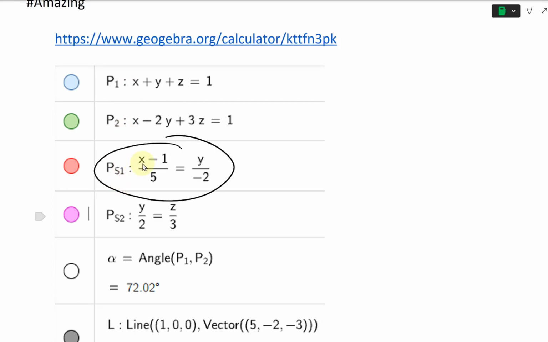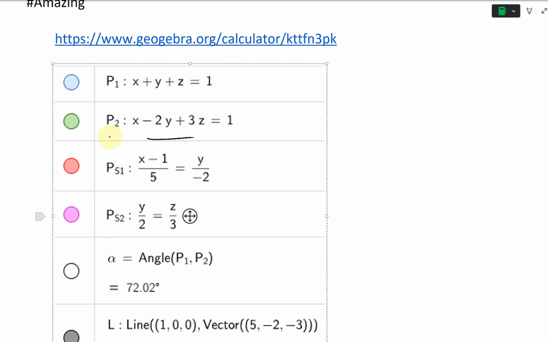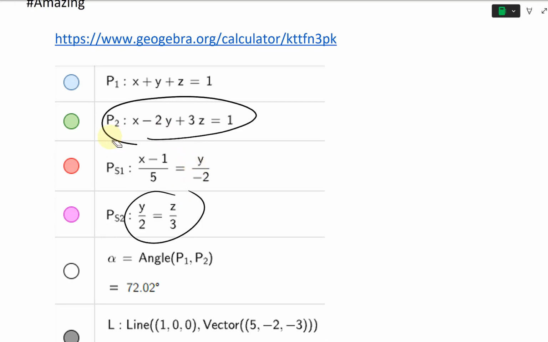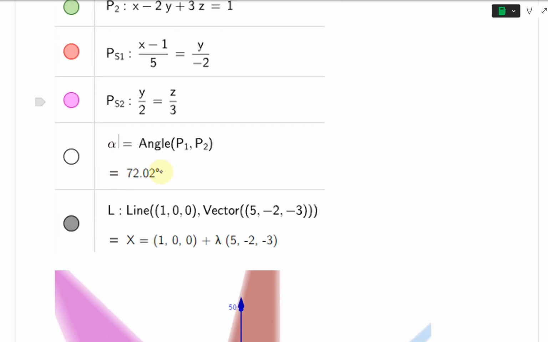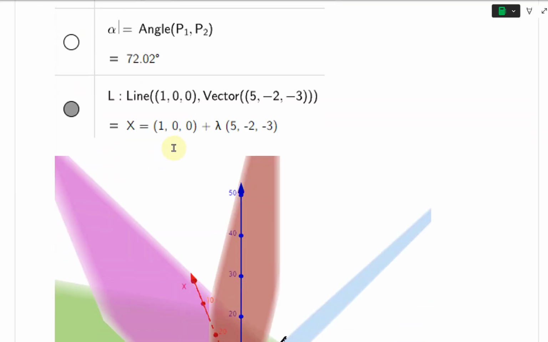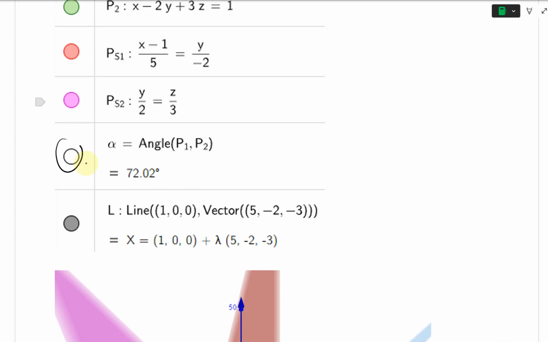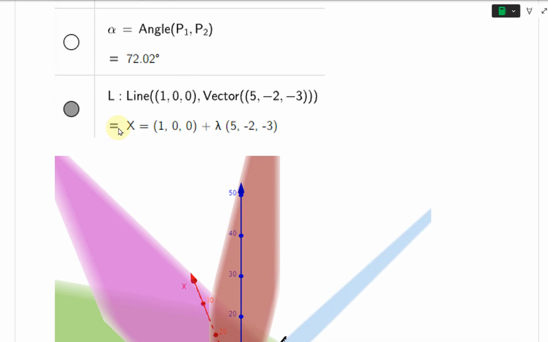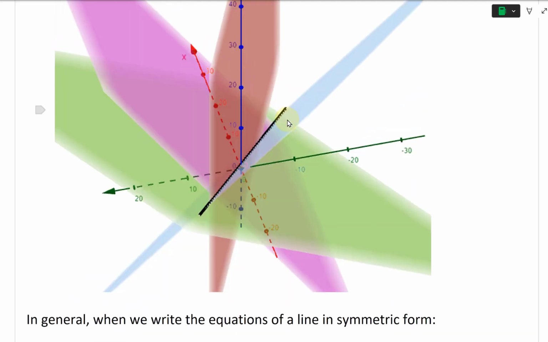So x minus 1 divided by 5 equals y divided by negative 2. And there's symmetric equation 2, y over 2 equals z over 3. So you could write it either or. You could write it as this, or you could write it in this format, and it'll just solve everything. And there's the angle, 72 degrees. And I actually hit it, so that's why it's not selected. I didn't select it just to get it out of the way. Anyways, and now we have the line. Remember, the line is the same one from example 7, the point (1, 0, 0), and there's that cross product (5, -2, -3), that parallel vector.